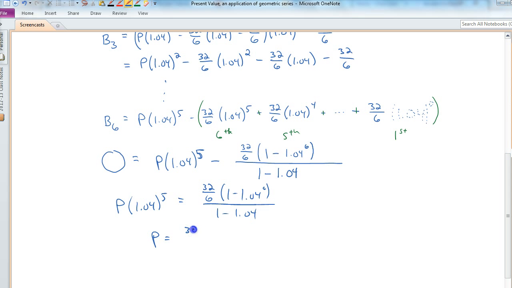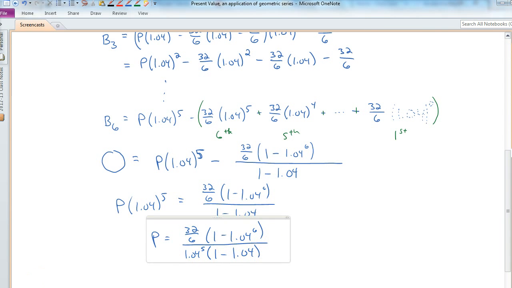Let me just write this out, 1 minus 1.04 to the 6th. That just means putting a 1.04 to the 5th down here in the denominator, 1.04 to the 5th times 1 minus 1.04. Okay, that's my solution for p.